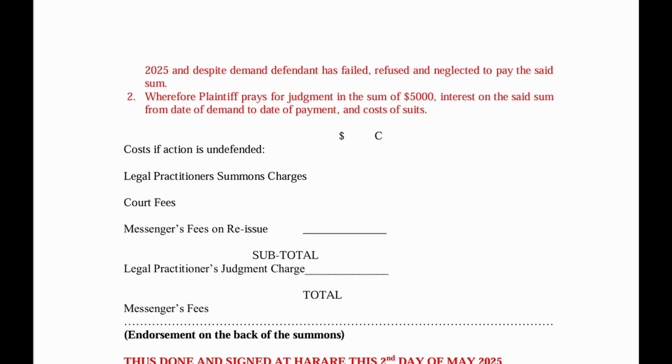If the particulars exceed 100 words, they must be contained in an annexure attached to the summons. An annexure means a separate document, so the particulars of claim will appear on a separate document which is then attached to the summons if they exceed 100 words.